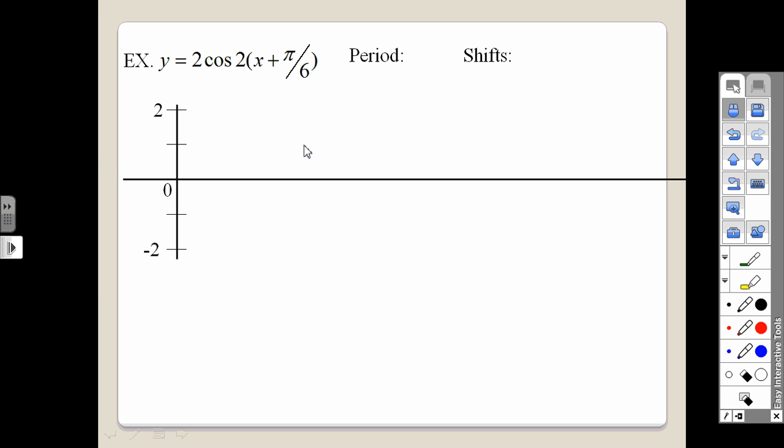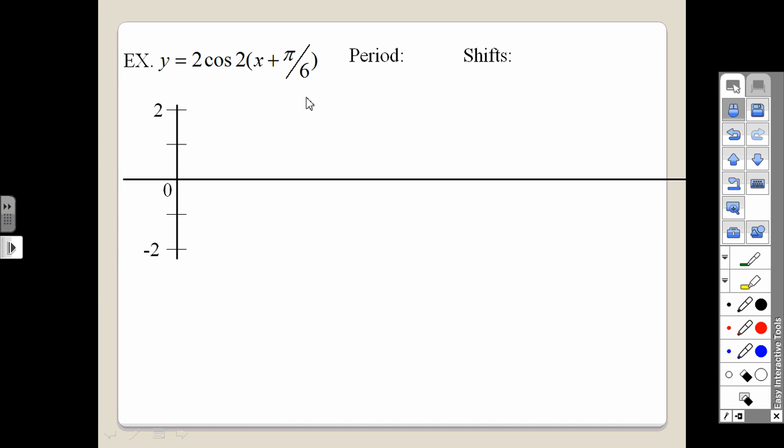So take a look at this one. We have y equals 2 cosine of 2 times the quantity of x plus pi over 6. So we have an amplitude that's 2 instead of 1. We have a period change, and we have a phase shift. Luckily, we only have one phase shift and not both.